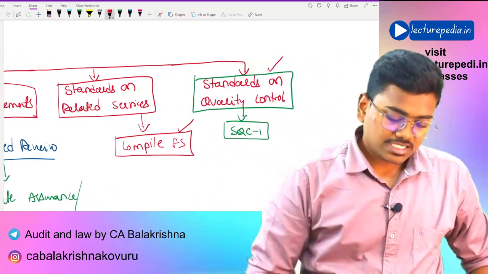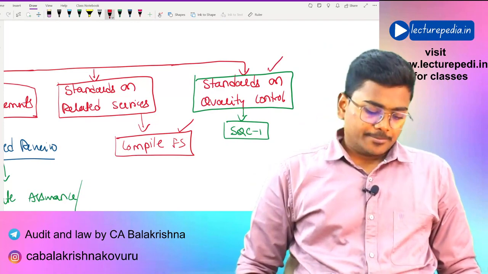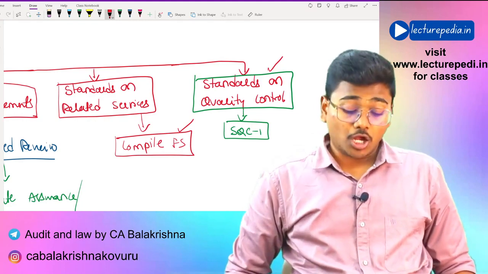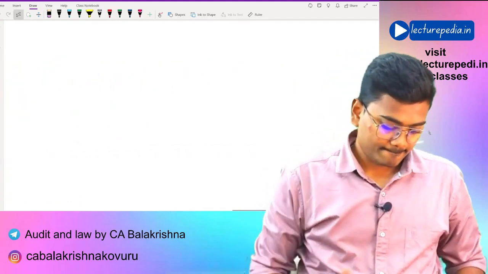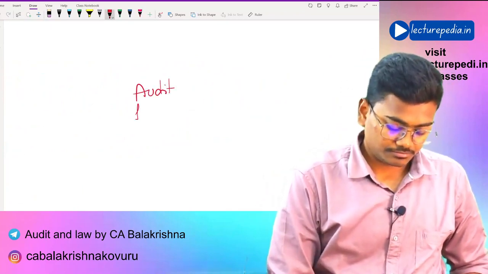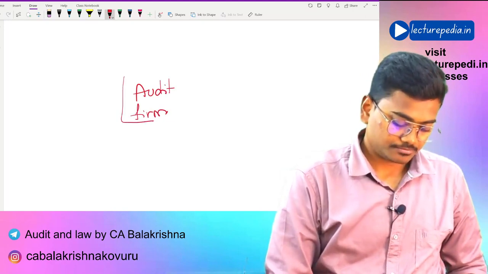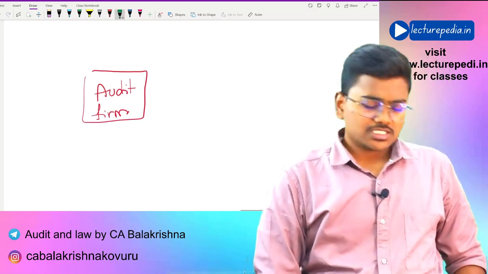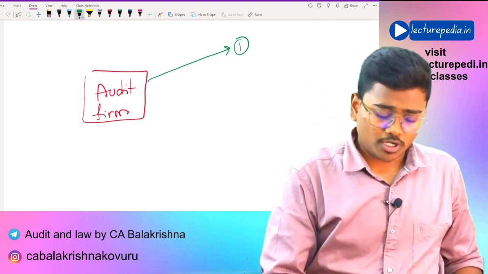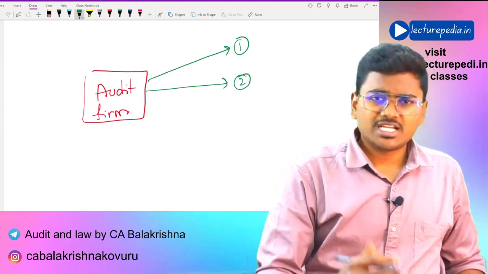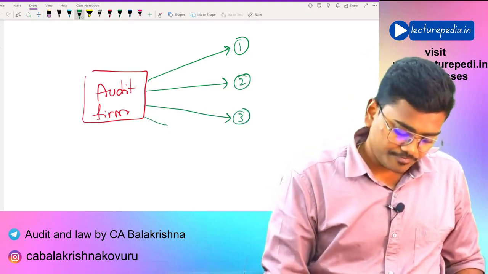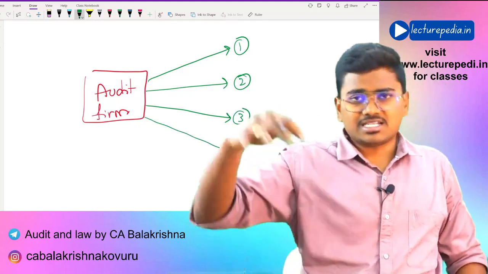And finally we have standards on quality control. Basically these standards on quality control are different when compared to the remaining standards. How? Let me explain. There is an audit firm. Now this audit firm will take up various assignments. Assignment 1 might be audit. Assignment 2 might be some related service. Assignment 3 might be some assurance engagement. Assignment 4, like this various assignments it might take.